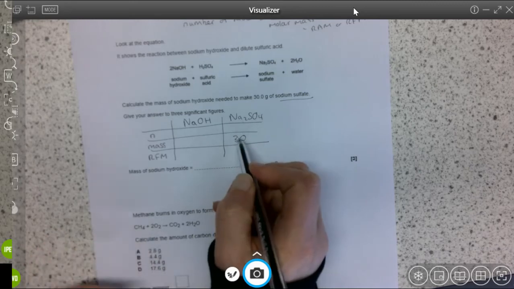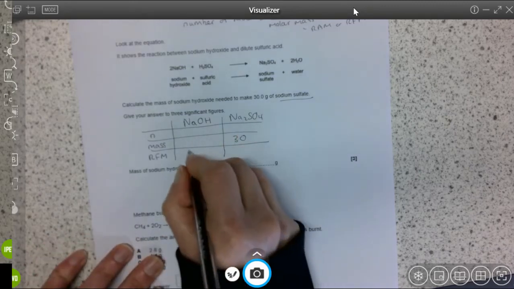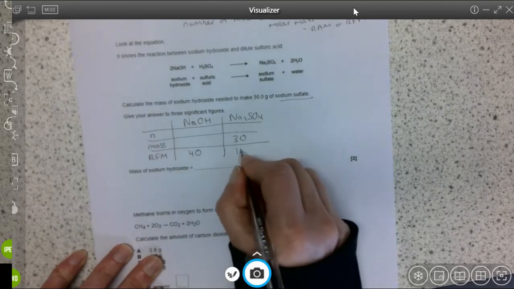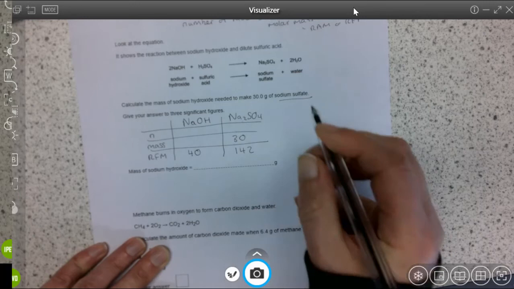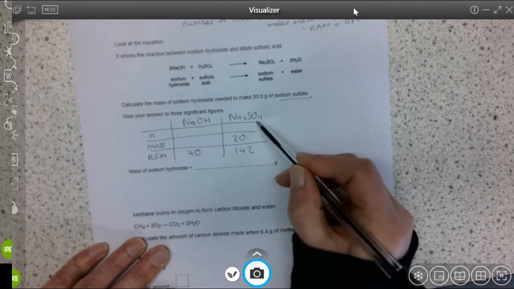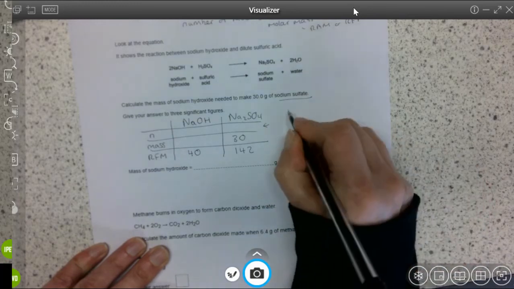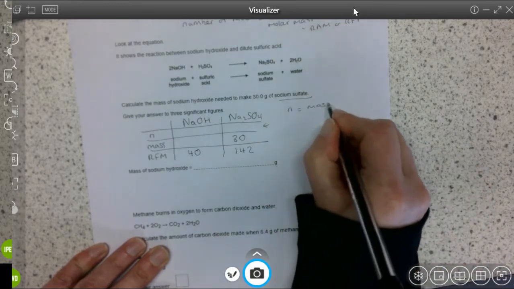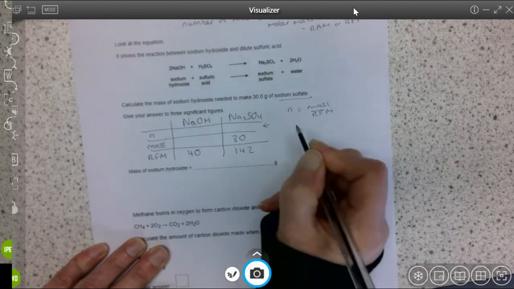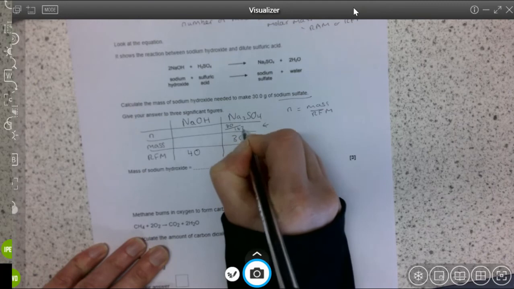Now, we did this in the ratio method, so I'm just going to write these in because we've already done it. So sodium hydroxide is 40. Sodium sulfate we did previously was 142. Now if I look at this table, I'll see that I've got two quantities for one of them, so I can work out this missing number of moles. Number of moles is mass over relative formula mass, so that's going to be 30 over 142.